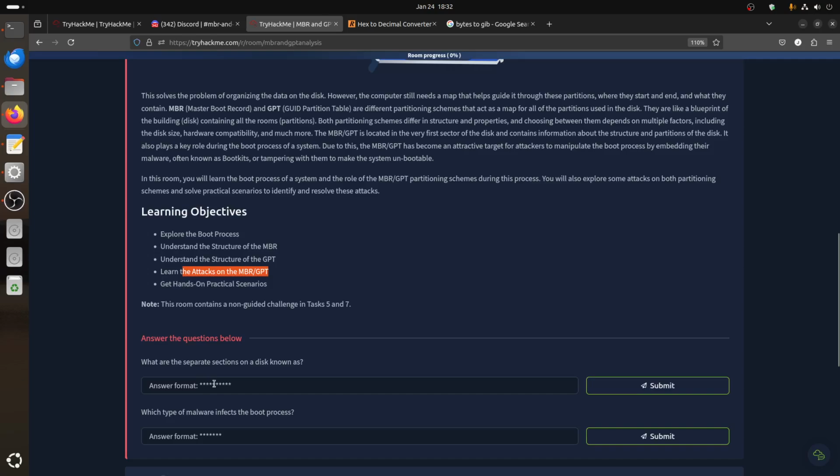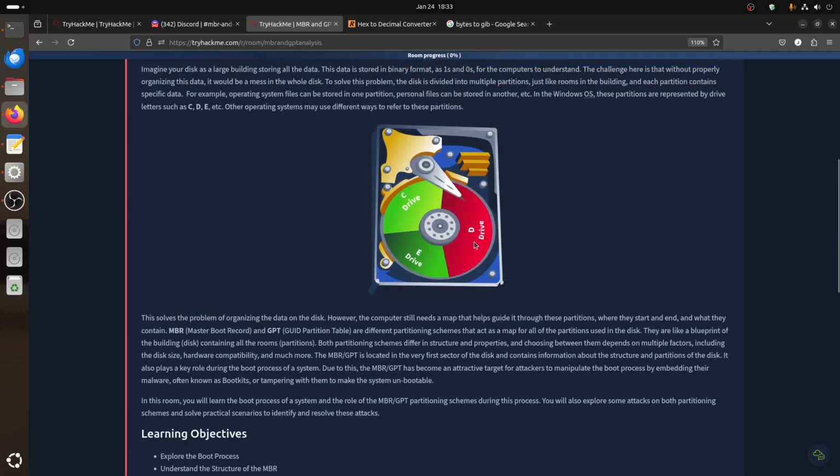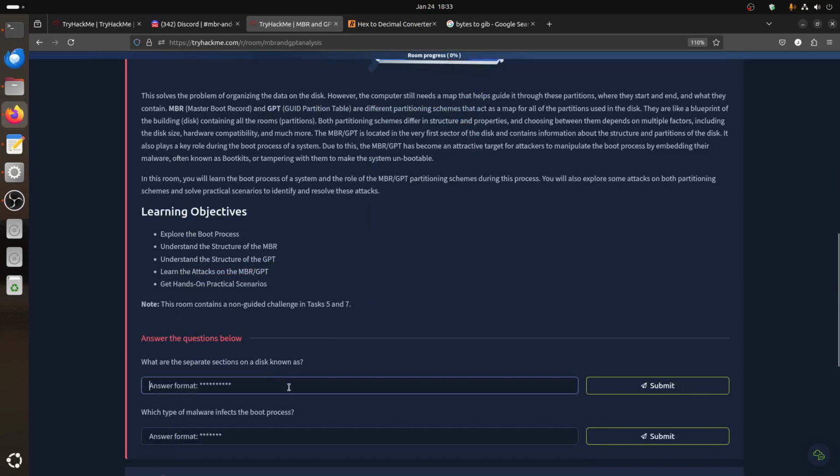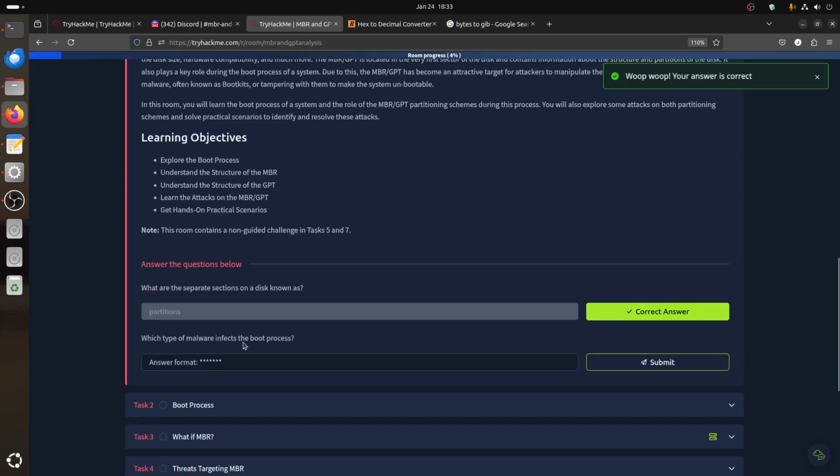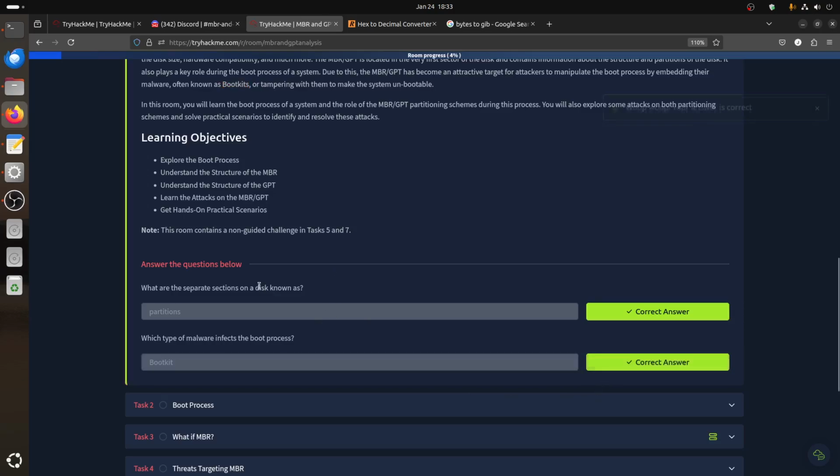So what are the separate sections on a disk known as? Drives have sections, it's like partitions. How is partition spelled? So this one is state. Let's go quick on these things. Then we have which type of malware targets the boot process, what they call the bootkit. I think it's bootkit, singular.